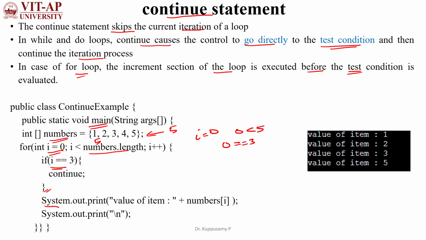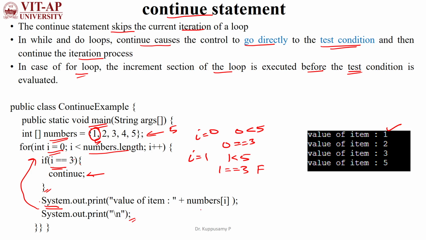Then this statement will execute, numbers of I. Numbers of I is here numbers of 0. Numbers of 0 is printed here as 1. Then going to the next line, going back, I is incremented by 1, so I becomes 1 here. Now checking 1 less than 5. Now again it is checking 1 equal to 3. So 1 equal to 3 is again false. Once it is false, it will not execute the if block, so it will come out of it.